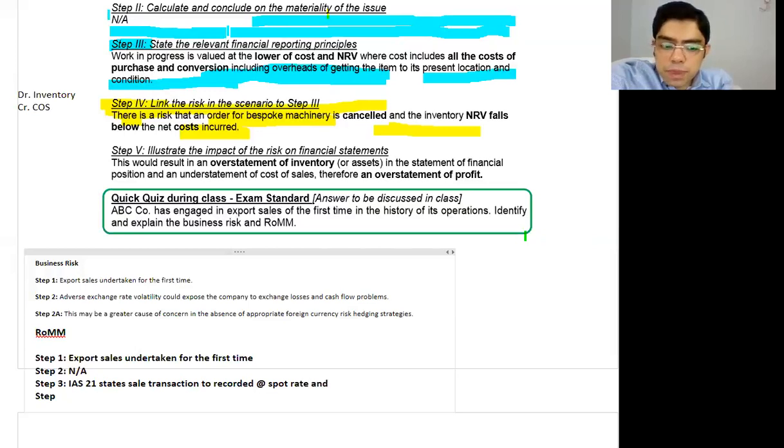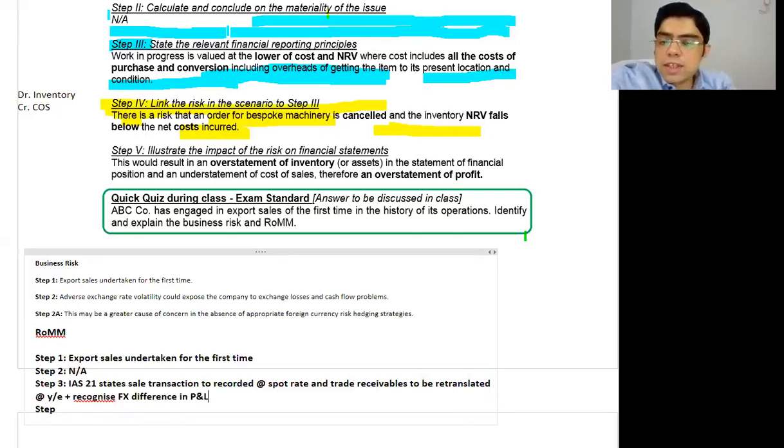and monetary assets and monetary liabilities where there are fixed determinable currency units involved, like trade receivables. Trade receivables to be retranslated at year end. You have to retranslate your trade receivables at the year end, plus recognize FX difference, exchange difference, where? In profit and loss account. This is the basic principle that you need to keep in mind, because it's a sale transaction.